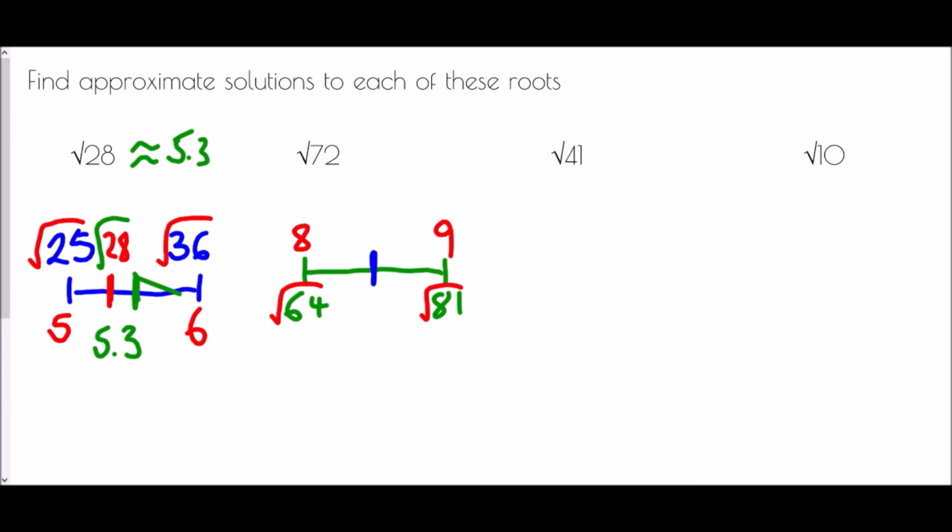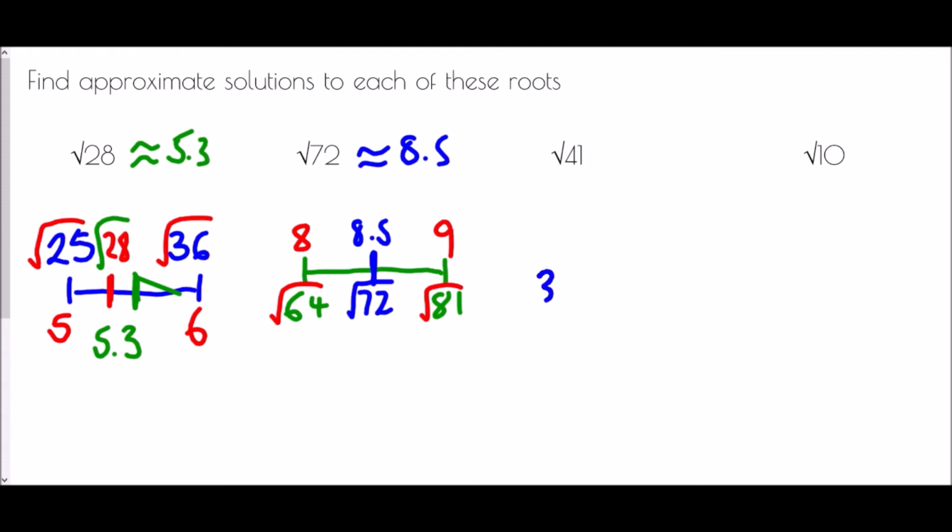Now again, we need to just judge whereabouts 72 would be, and 72 is actually very much just past the centre of 8 and 9, and therefore root of 72 is going to be somewhere near to 8.5, because 72 is very close to the centre of those two numbers, and therefore the square root of 72, we would say it's approximately 8.5.